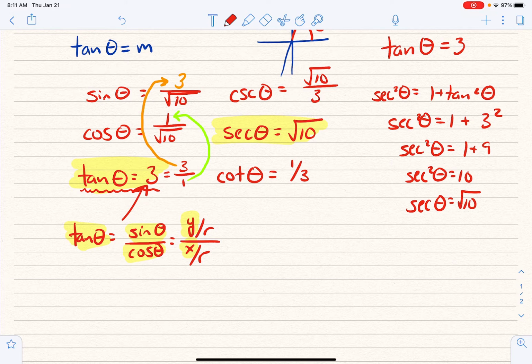Now that was a really fast blur of a problem. So let's try it again. Okay? Let's say I am given the equation y equals negative 2x, okay?